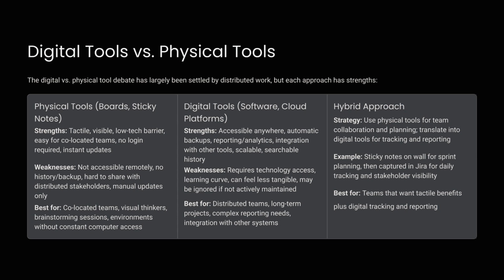Physical tools are great for co-located teams and visual collaboration, but lack remote accessibility. Digital tools offer accessibility and analytics. A hybrid approach uses physical tools for planning and digital tools for tracking and reporting.